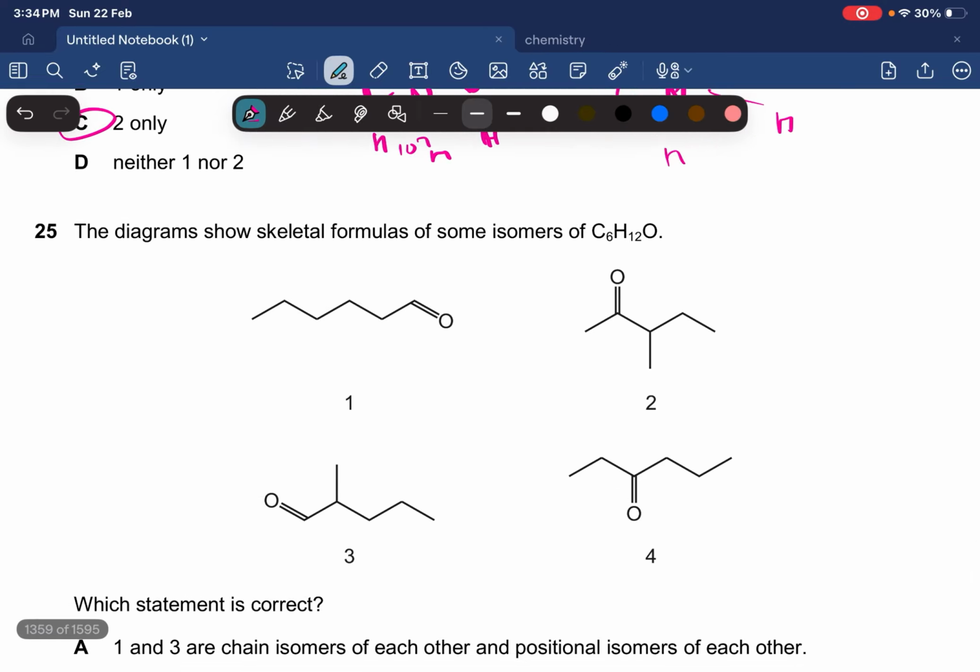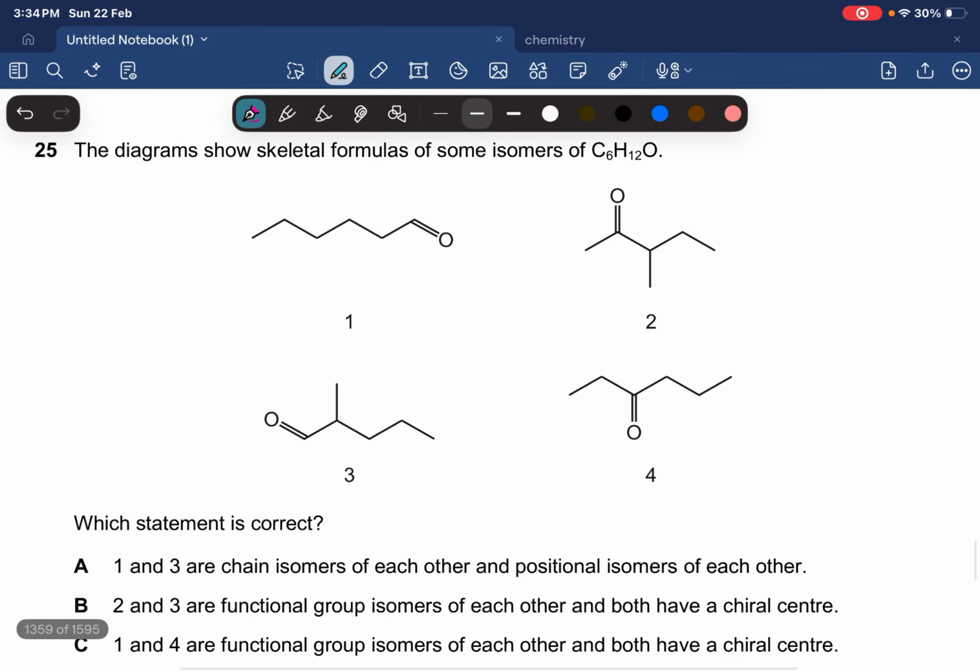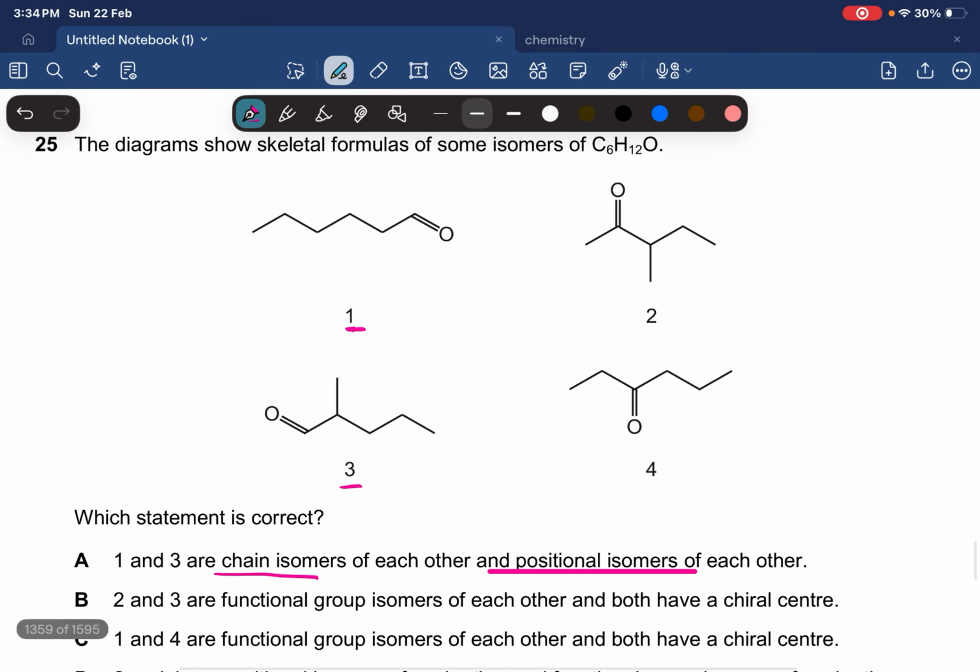The diagram shows the skeletal formulas of the isomers of C6H12O. Which statement is correct? 1 and 3 are chain isomers of each other and positional isomers of each other. Okay, so we are saying that 1 and 3. So we're going to draw the structures to figure out 1, 2, 3, 4, 5, 6. So this is heptanal, right?